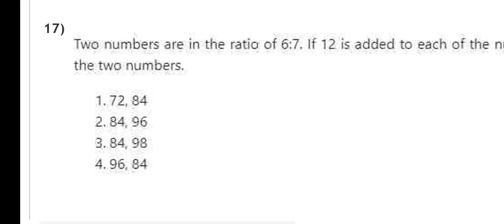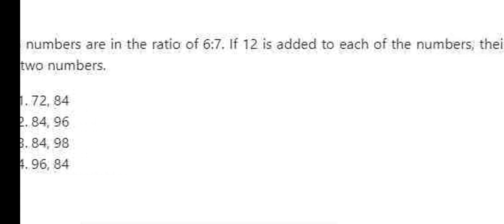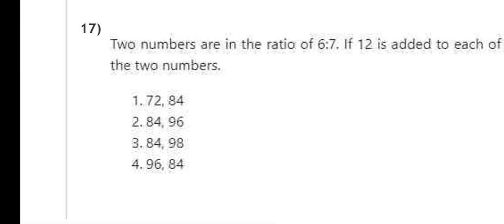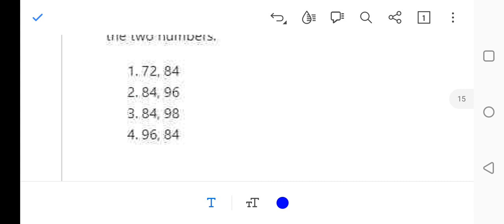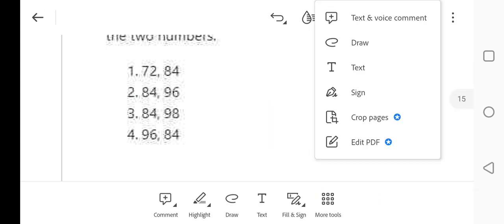Next, the numbers are in the ratio of 6:7. If 12 is added to each of the numbers, the ratio becomes 7:8. So find the two numbers. So these are the options for you: 72, 84, 84, 96, 98, 96, 84. 72, 84, it will be correct for us. Wait. 74, 82. Sorry. Yes.